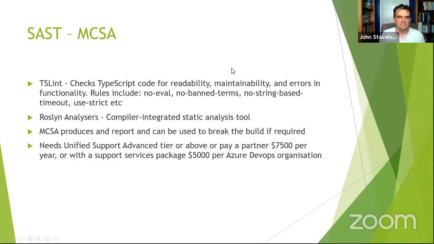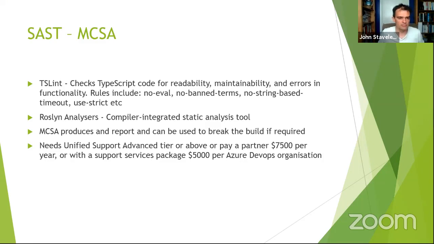So as I say, the MSCA is a suite of packages you can use to understand better your security profile. It contains TSLint, so again, this runs as part of Azure Pipelines. It's got all sorts of rules that check for readability, maintainability, and errors in functionality. The security rules like no eval is evil. So you should probably fail a build if you're trying to use eval at any point in your code. It could look for banned terms and then some particular security settings, no string-based timeout, which apparently is very bad. Use strict, probably good sense.